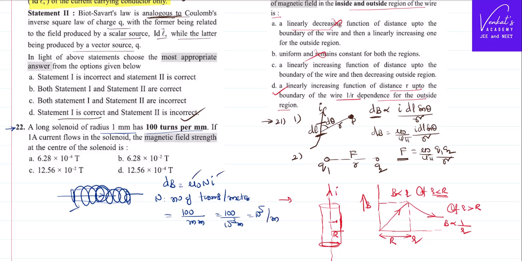Mu naught is known and I is given in the problem. Current is 1 ampere. That implies the magnetic field is equal to mu naught, that is 4 pi into 10 power minus 7, and then n, as we have calculated, 10 power 5. Current I is 1 ampere, so that is 4 pi into 10 power minus 2. Pi is 3.14, so if you multiply it becomes 12.56 into 10 power minus 2. Being a magnetic field you are calculating, the unit is Tesla. That's how we solve this question. Thank you for watching.